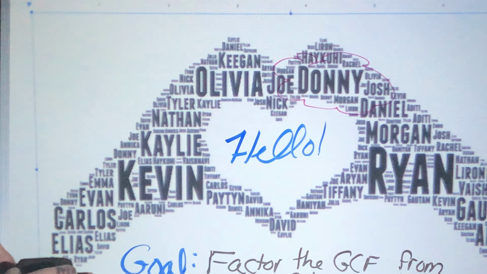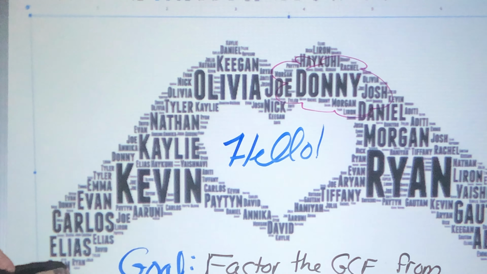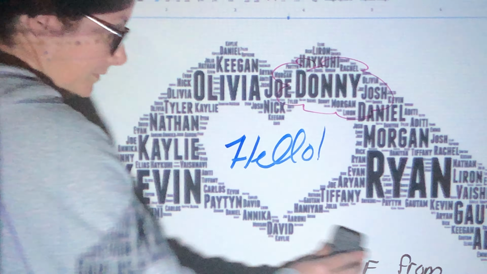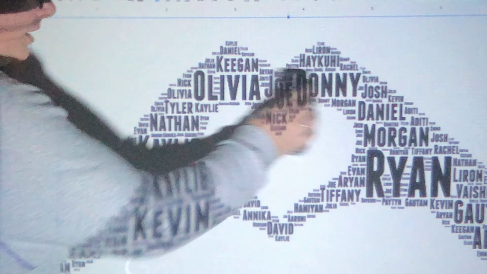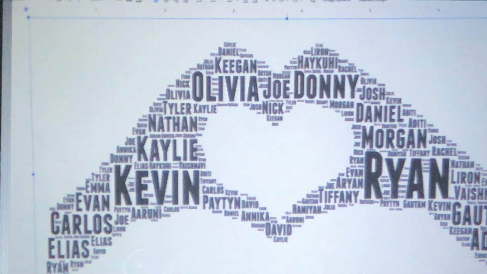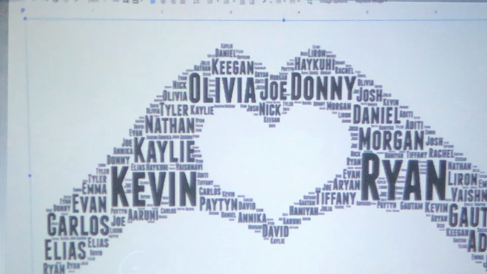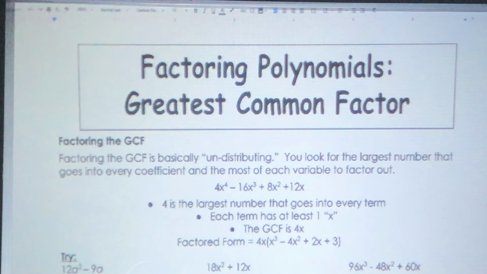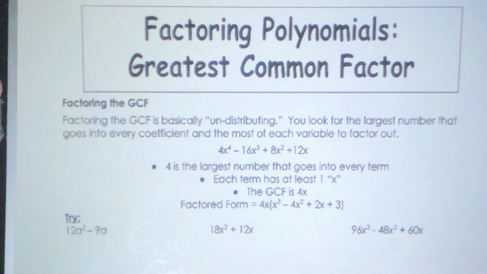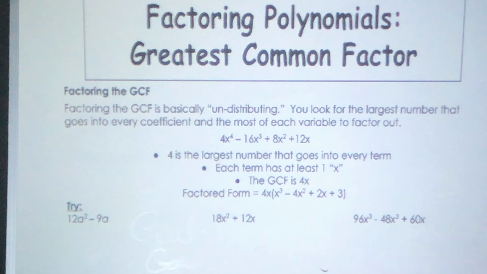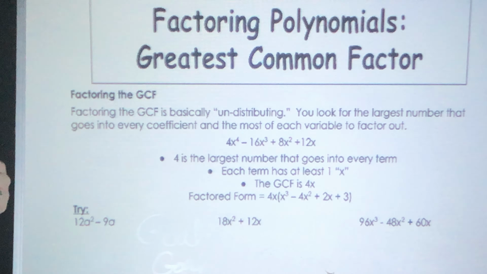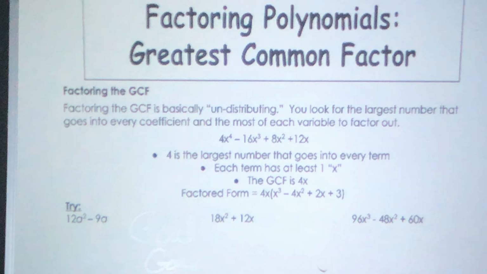Today's goal is that you're able to factor the GCF from a polynomial. So let's get started. In factoring GCF, you actually did this before. You factored GCFs before in 6th grade. So we're going to build off of that and just include more pieces to it.